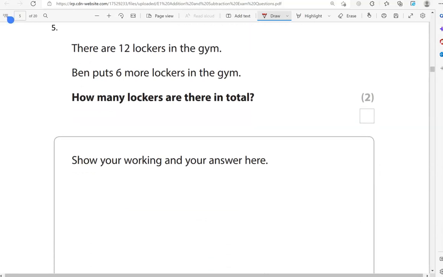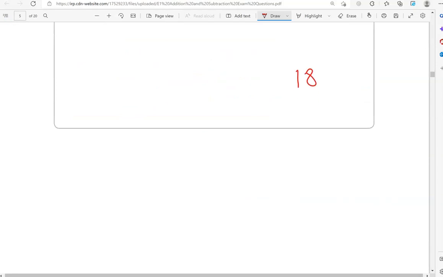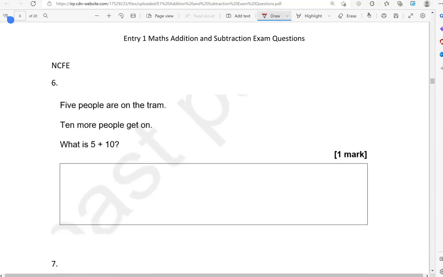There are 12 lockers in the gym. Ben put 6 more lockers in the gym. How many lockers are there in total? So there are 12 and we add 6 more. So 1, 2, 3, 4, 5, 6. We go into 13, 14, 15, 16, 17, 18. Or you could just add 12 and 6 if you know how to do that.